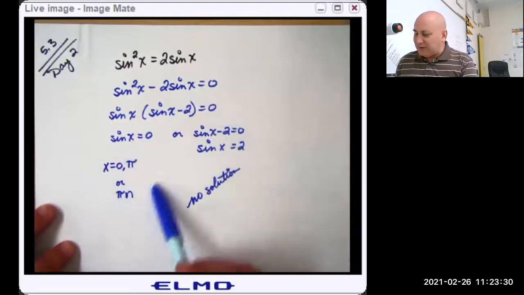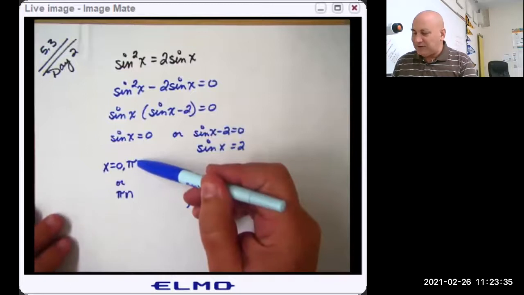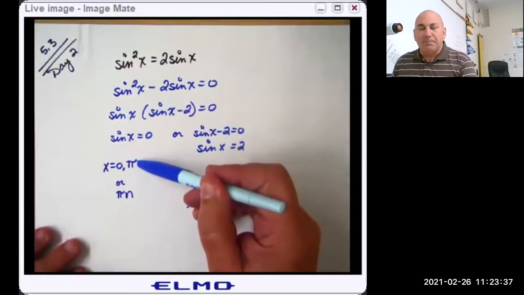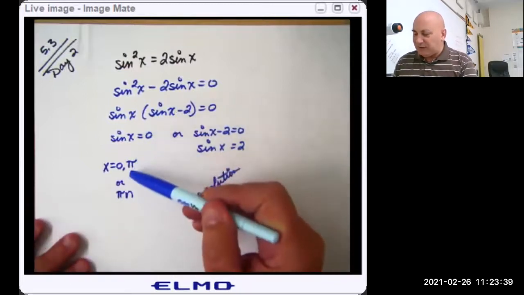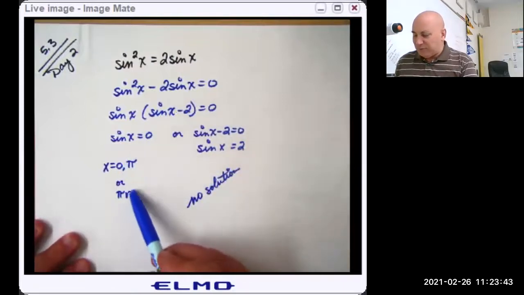So our answer is here. In one revolution, this is our answer. In principal values, the answer is just x equals 0. And all real values would be x equals pi times n.